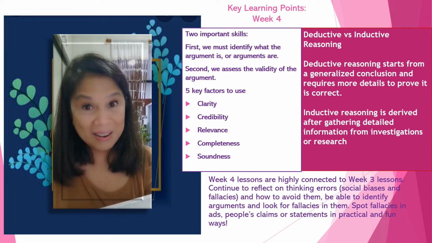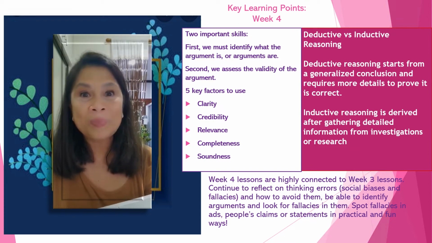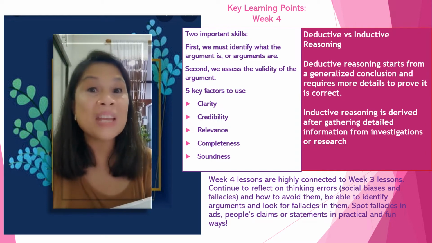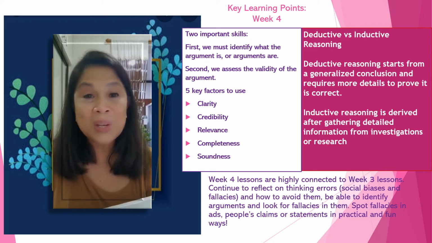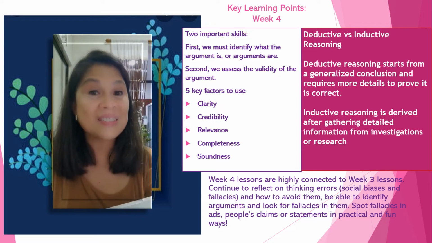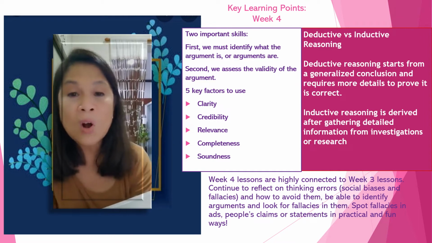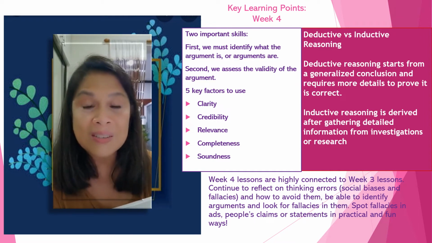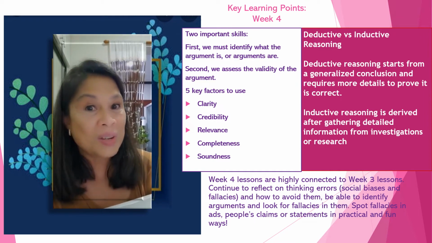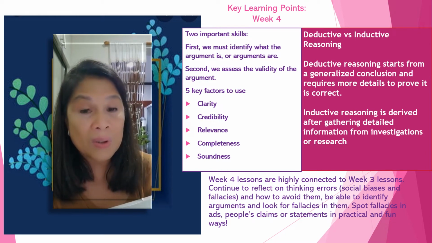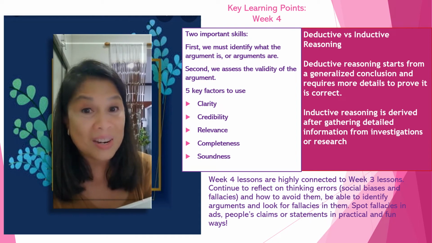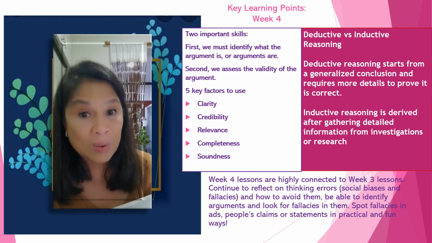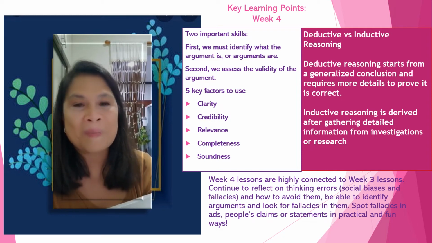In arguments, deductive reasoning starts from a general point of view, a general conclusion or claim, and then we need to gather more details and facts. In research, we call that a hypothesis or a guess. So in research, sometimes we have to have that hypothesis or guess, and then we investigate. We conduct research to prove whether the hypothesis or the guess is correct or not. So keep that in mind.